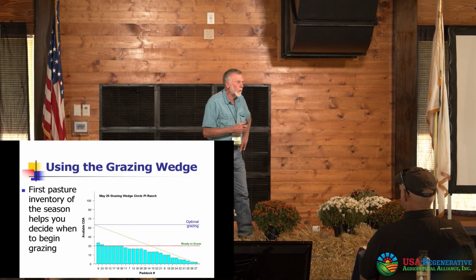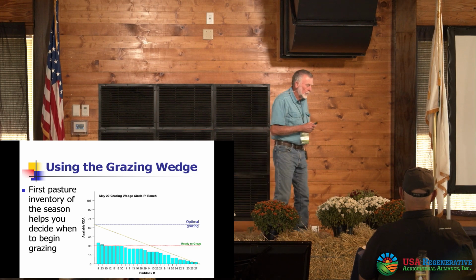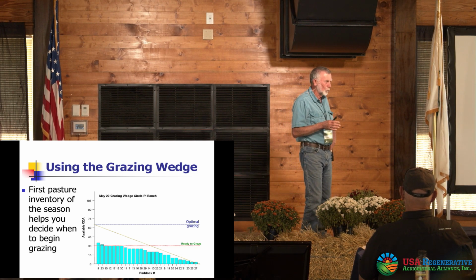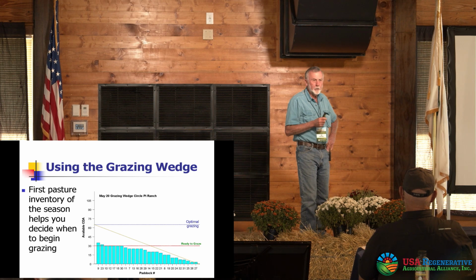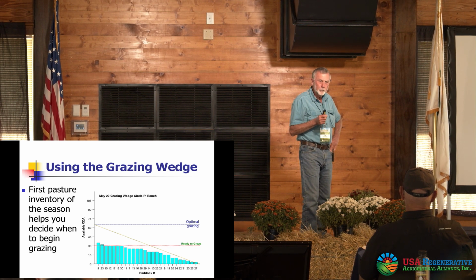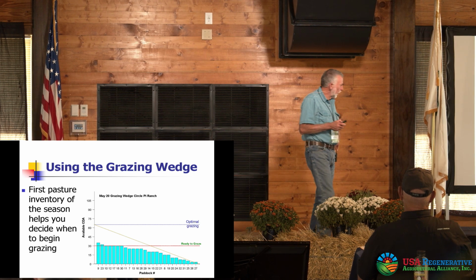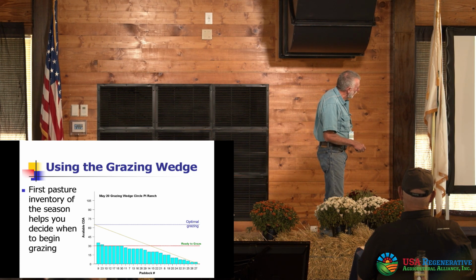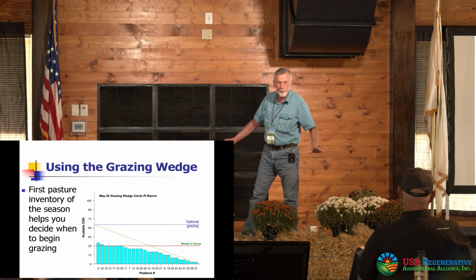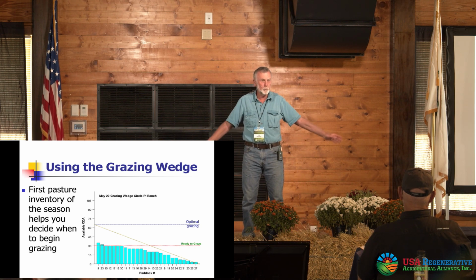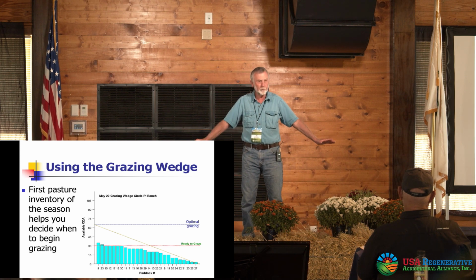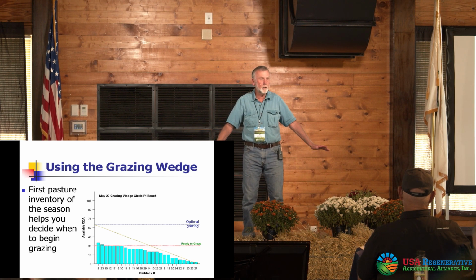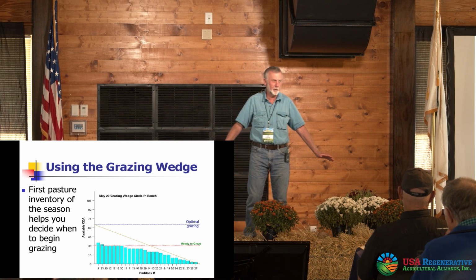All right, so now we're going to look at how we use the inventory. The first product from the inventory is the grazing wedge. The grazing wedge is your pastures sorted from highest feed availability to lowest. Now this one is May 20th. Here on May 20th, the tall fescue is already headed out and grass is this tall. May 20th for us, the snow just went off 3 weeks ago.